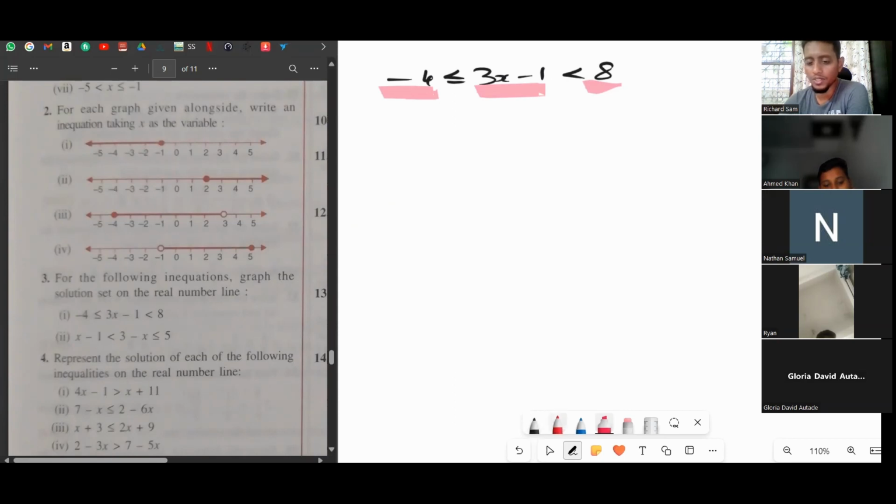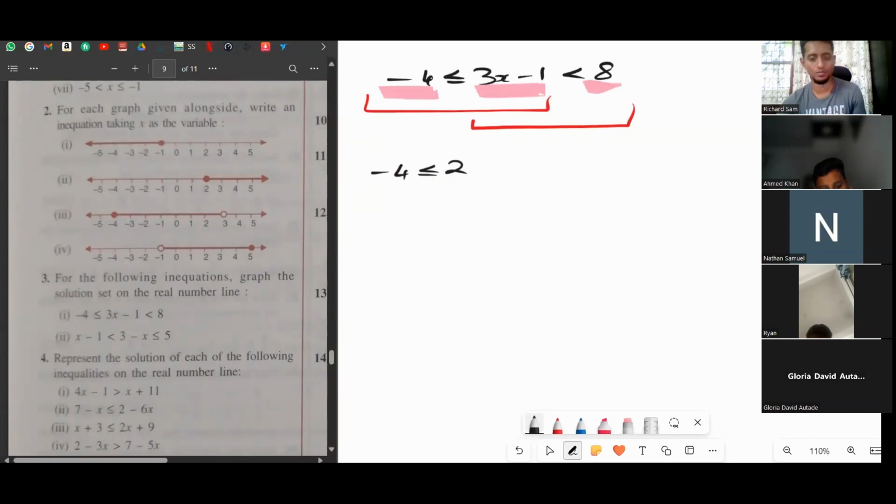So what you'll do is you will first solve the first and second part. Then you will solve the second and the third part. Then you'll join them both. All right. So first we'll do the first and second part. That is -4 less than equal to 3x minus 1. So like how you would normally solve it.